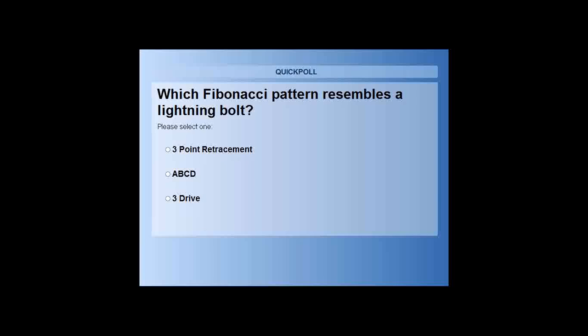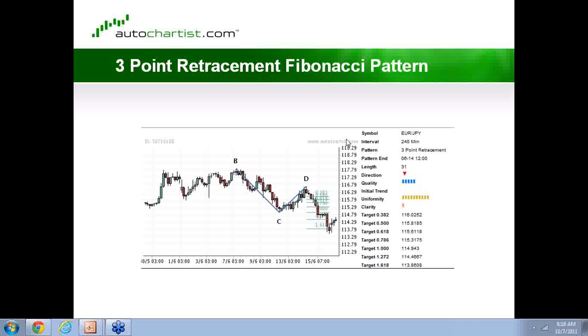That is absolutely right. It was a trick question. I didn't cover any of the other ones. The 3-point ABCD is contained in the 3-point retracement and the 3 drive, but the answer I was looking for was ABCD. So that's very good. All right, now moving on, we'll look at another pattern here, and that is our 3-point retracement Fibonacci pattern. You can see here there's no A identified, but the BCD resembles that lightning bolt that we had in that ABCD. And like I said, they're all going to contain that lightning bolt pattern, or that ABCD pattern.